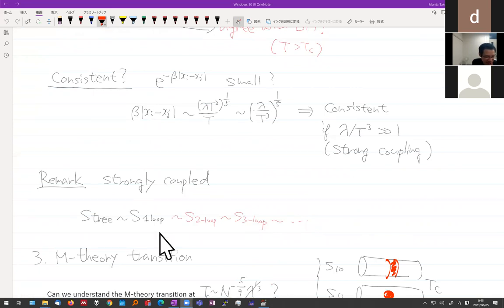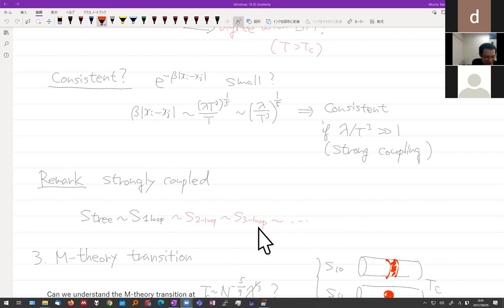And there's another remark. I assume that this tree level is comparable to one-loop level. It means all the higher loop corrections come at the same order. So in that sense, the whole system is really, really strongly coupled.